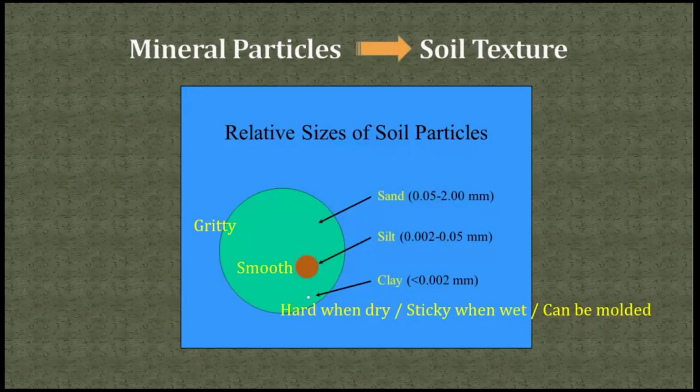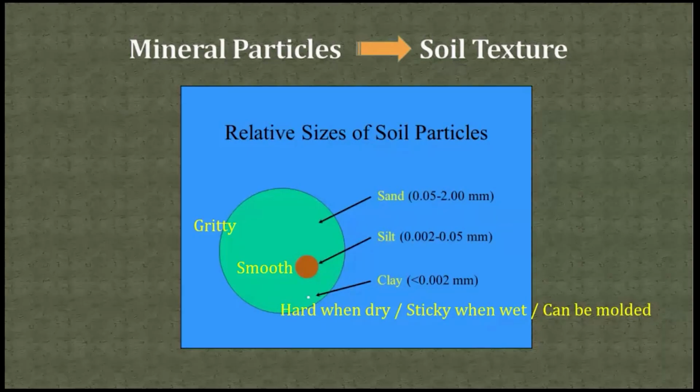Soil texture comes from the mineral particles. By texture, I mean the feel you get by rubbing some soil in your fingers. Sand feels gritty, silt feels smooth, and clay feels sticky when it's wet, and hard when it's dry. So sand and silt are shaped like miniature rocks, but clay is shaped like flat sheets.